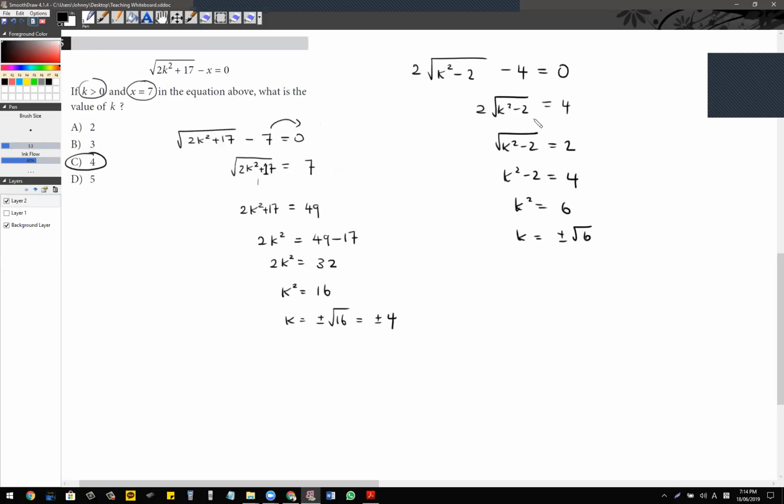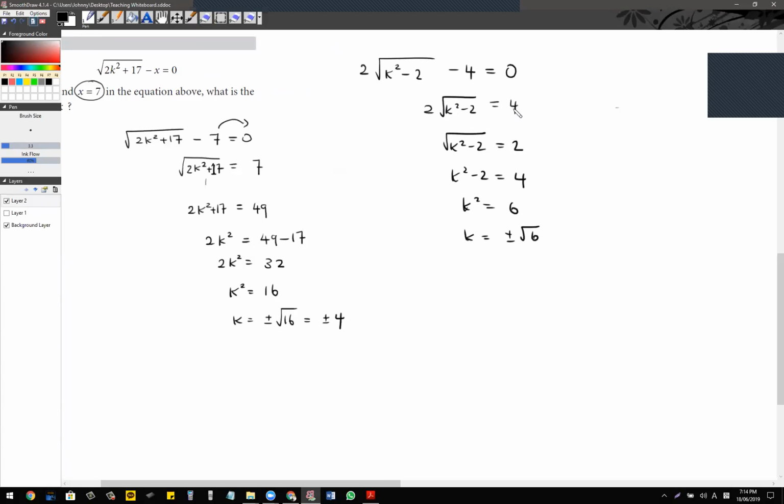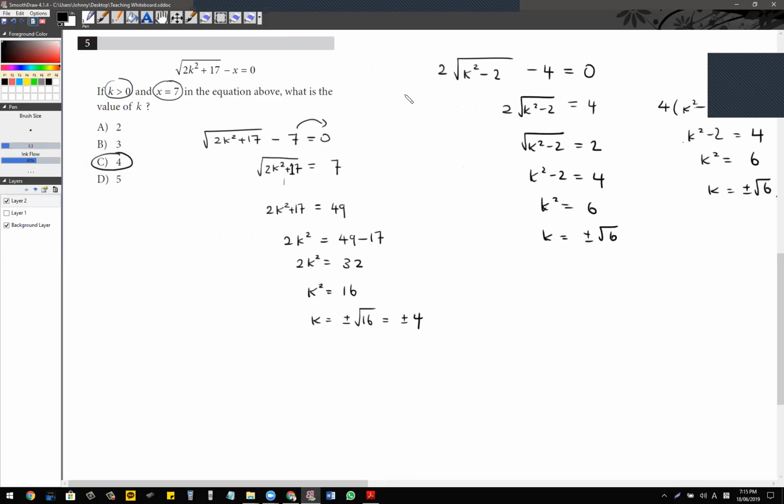So yeah, you can actually take this one and square both sides straight away. Then you get 4, because square root of 2 is 4, and then square of that is k squared minus 2, and then square of that is 16. And divide by 4, you get 4. And then you don't need any more bracket. Like that. So you get that still, okay? Yeah, right.